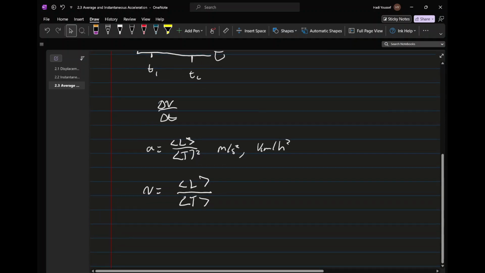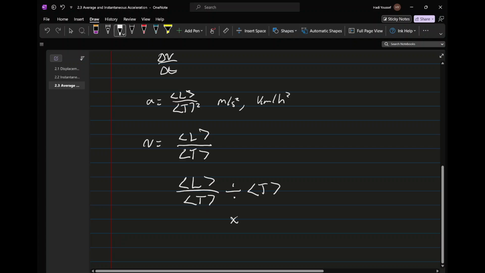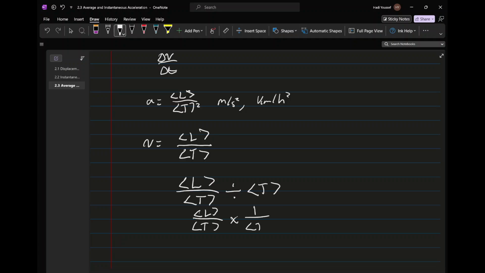And if you were to divide that by time, it'll be the same as multiplying it by 1 over time units, which would lead me to a length over time squared unit.